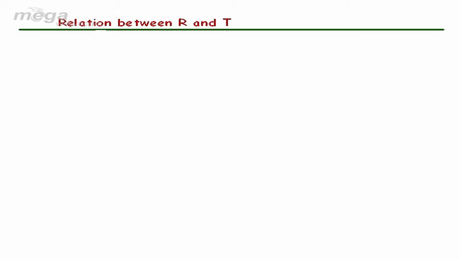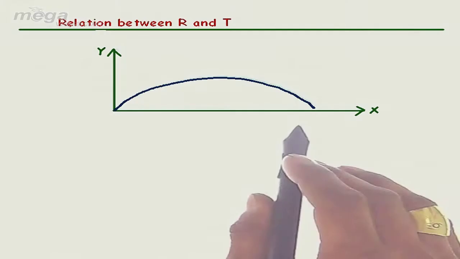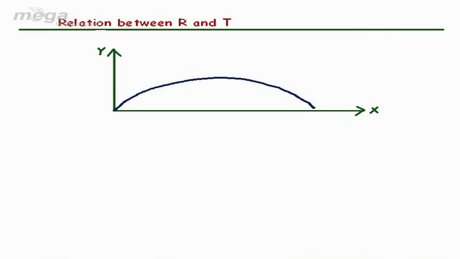Relation between the horizontal range denoted by R and time of flight for the projectile which has been thrown from the ground and lands again on the ground. In this case, just consider one projectile which has been thrown at some angle with the ground. The trajectory of its path may be drawn as this blue color line, in which what we have to find is the relation between R and T.